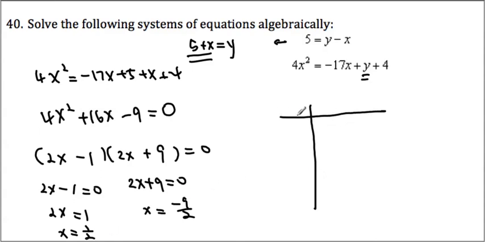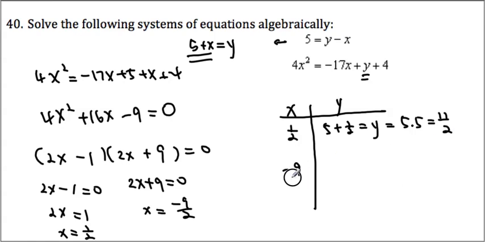But since what we're looking for is x value and y value, when x equals 1/2, we can put that in this simple equation, 5 plus 1/2, that must be equal to y. In other words, that's simply 5.5, which is equal to 11 over 2. The second one is negative 9 over 2. That means 5 plus negative 9 over 2 is equal to y. That means we get 1/2. So that is our final answer, and have a great day.